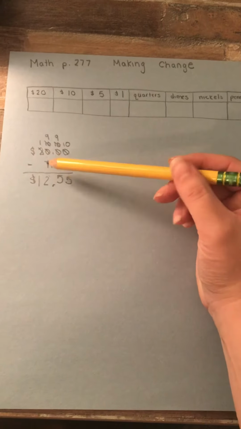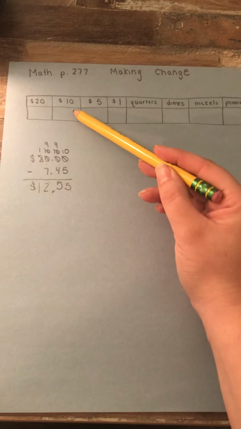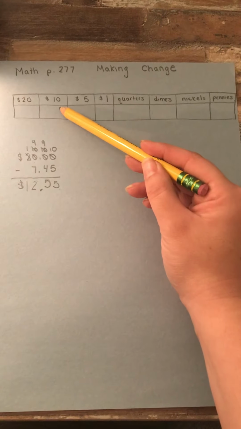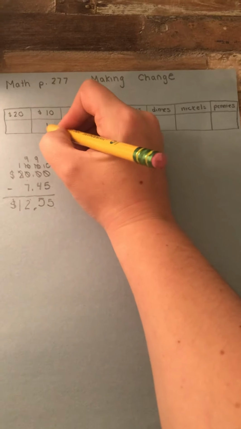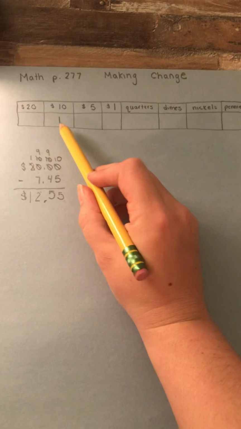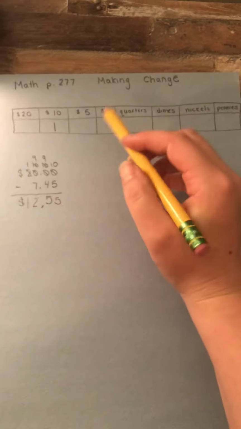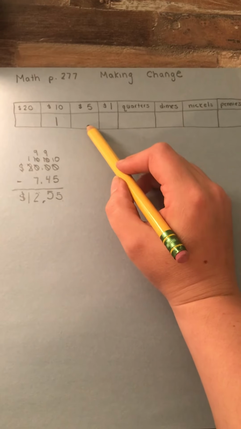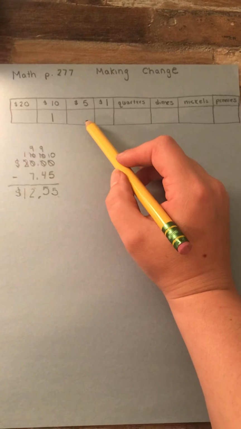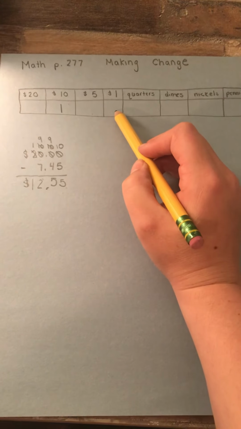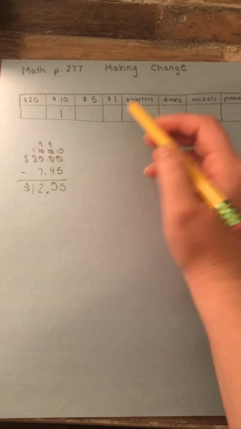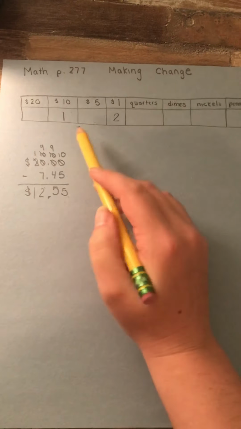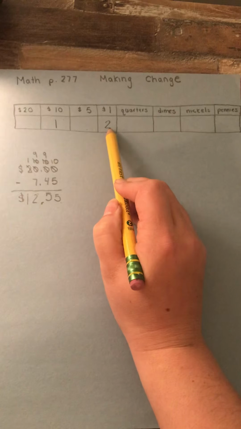Okay, so would we give her back a $20 bill? No. Okay, because we need to get to 12. How about a $10 bill? Yes. How many $10 bills? 1. If you answered 1, you were correct. Okay, so now we're at $10. We need to get to $12.55. Would we give a $5 bill? No. Okay, that would take us to 15. That's above. We need exact change. How about $1 bills? Yes, we would do how many $1 bills? 2. That would give us 10, 11, 12.